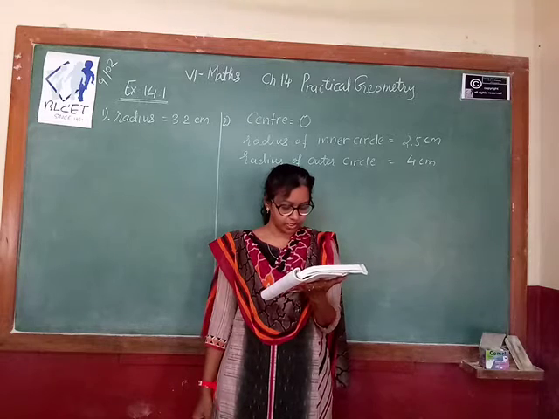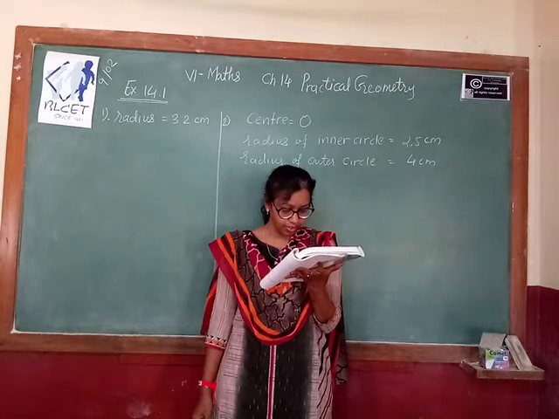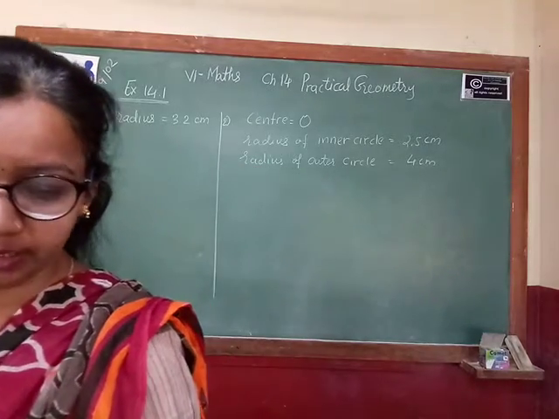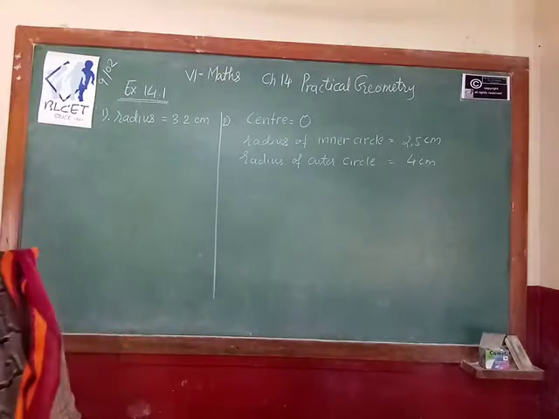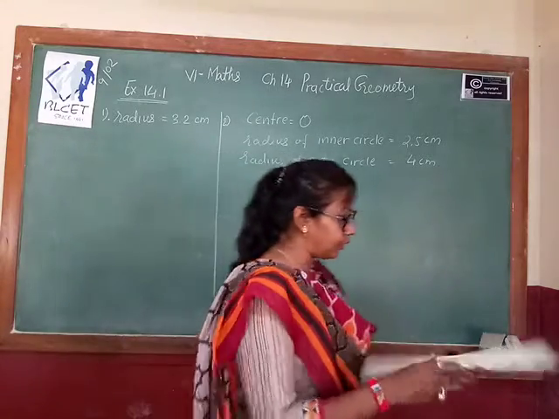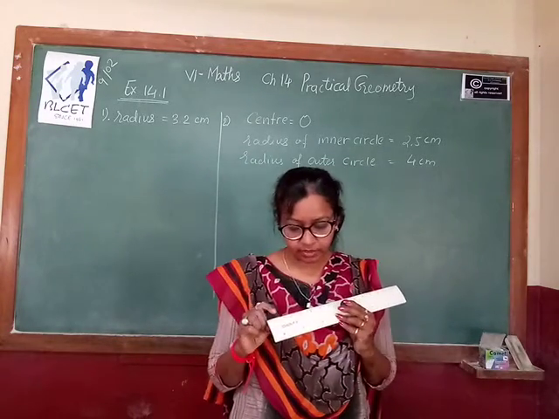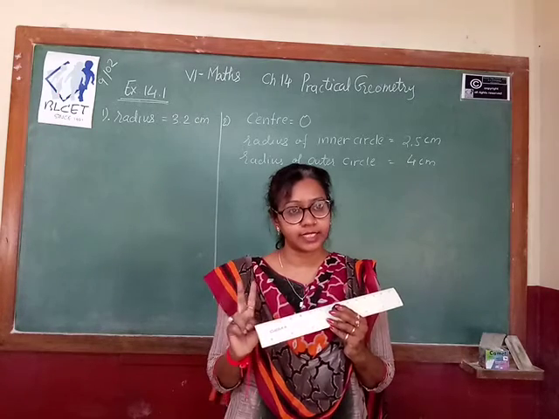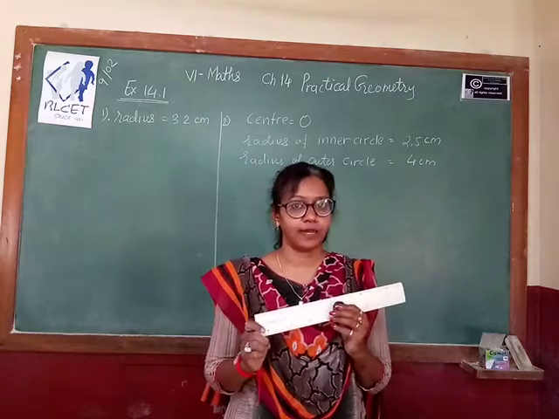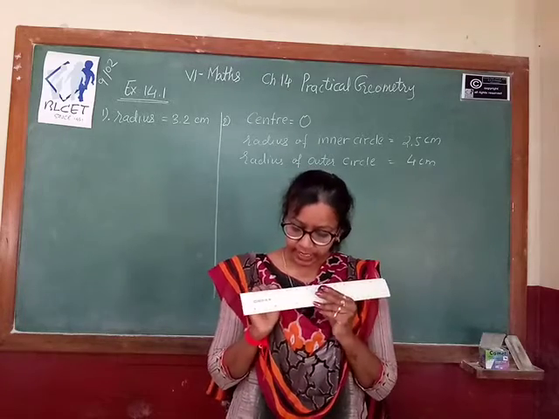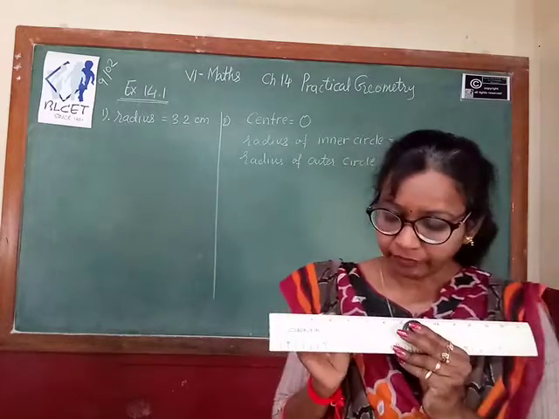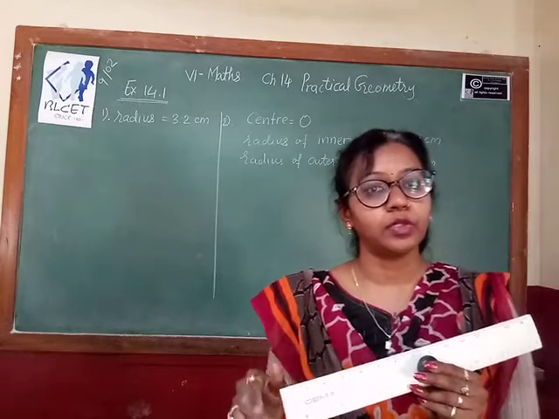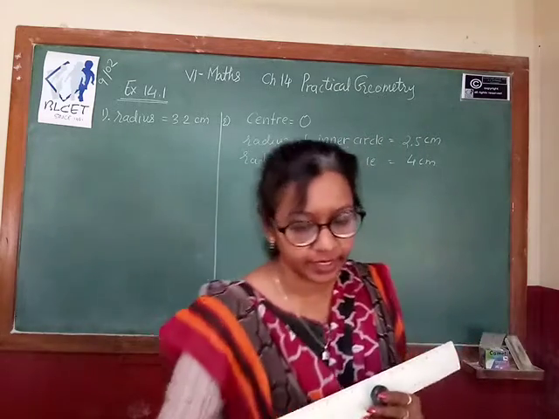See the first question: draw a circle of radius 3.2 centimeter. So 3.2 centimeter means the measurement is in between 3 and 4. We know that on the ruler, between any two digits there are 10 divisions on a scale. Here is your 3. After 3 we have to take 2 divisions, which gives you 3.2 centimeter, that is the radius.